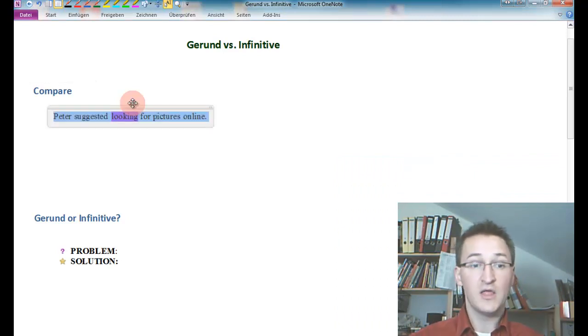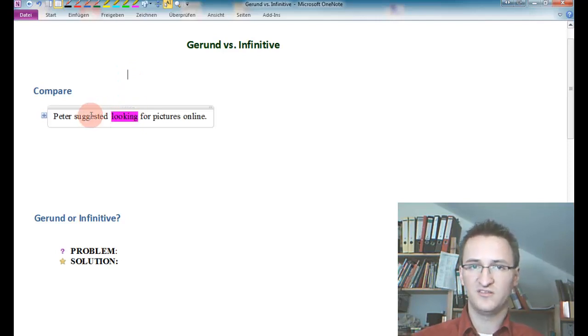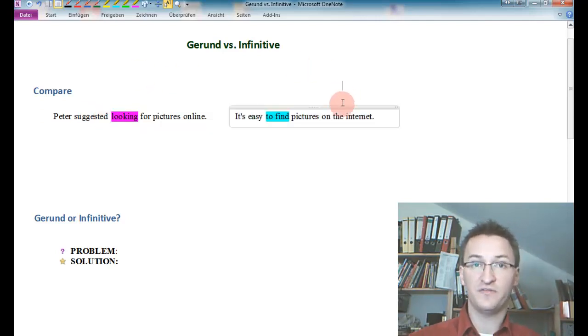First of all, we've got Peter suggested looking for pictures online. Suggested clearly takes the gerund. The sentence, it's easy to find pictures on the internet, clearly is a sentence in the infinitive, because it's plus easy requires the infinitive.